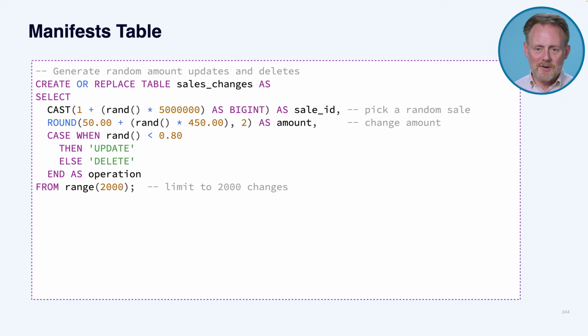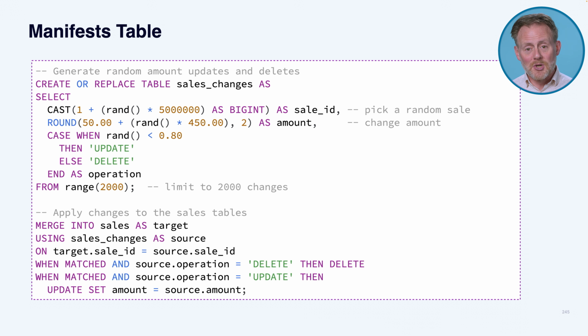So this query here is just going to make that table called sales changes that's going to command what we do next. And we'll use merge into to apply those operations, that's what I mean by command, into the actual sales table. So it's going to make those updates and deletes actually take place in the sales table.